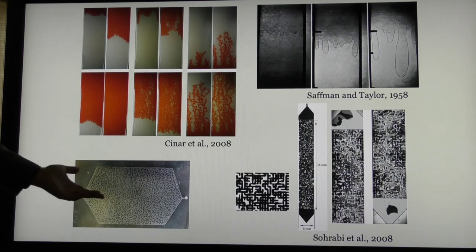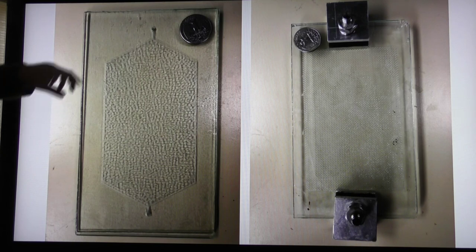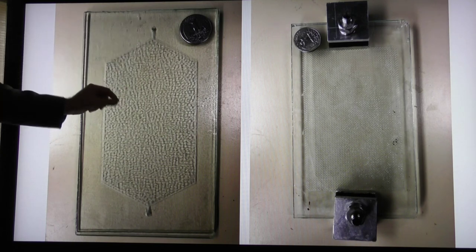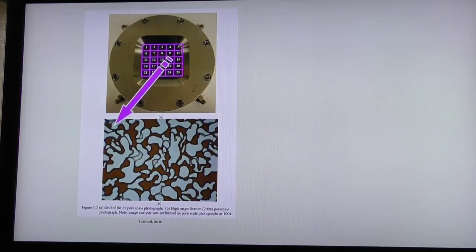This is an example of a microfluidic device from roughly 40 years ago. I have it in my lab. It was done by a faculty who's since retired. And I've kept them. I think it's kind of a history. Just to give you a sense, I have a quarter there. So there are little openings inside this piece of glass, and they're really large. So this is not, in my mind at least, representative of what you'd expect to see inside the subsurface.